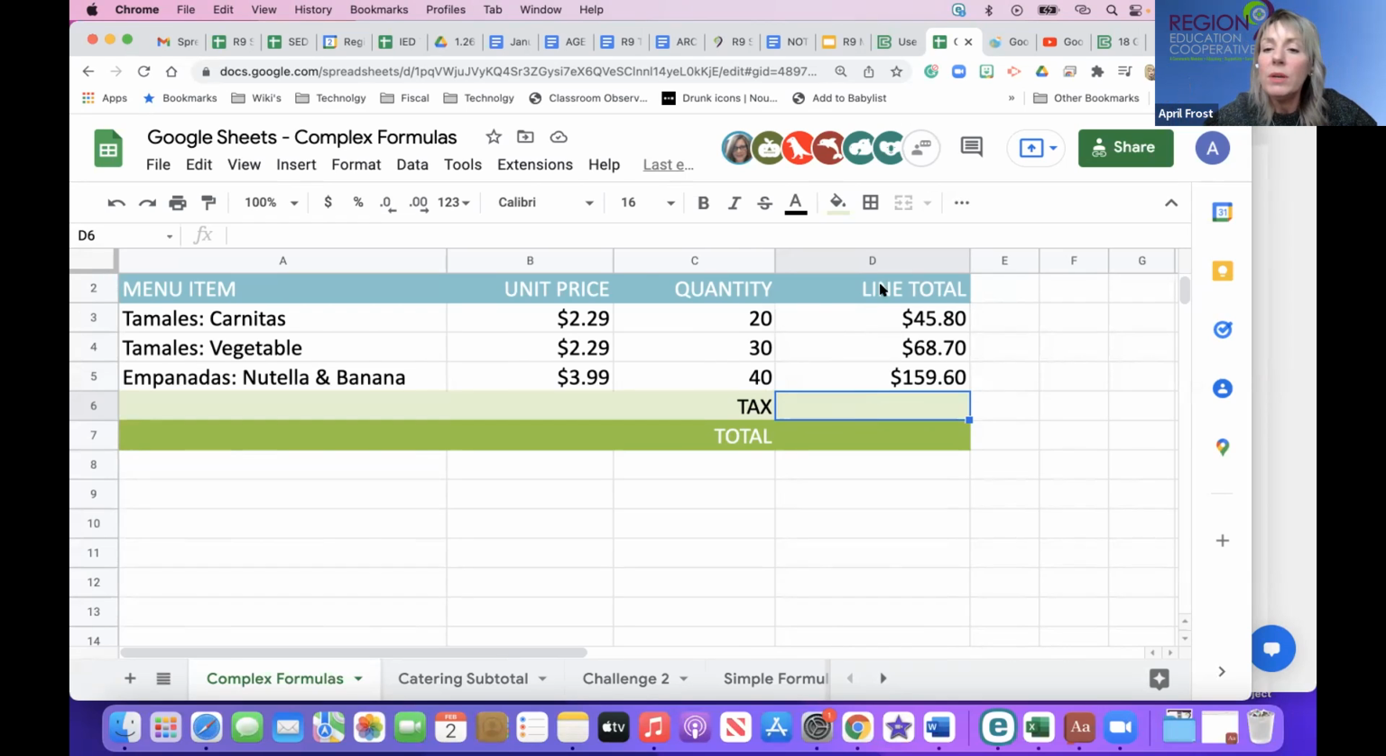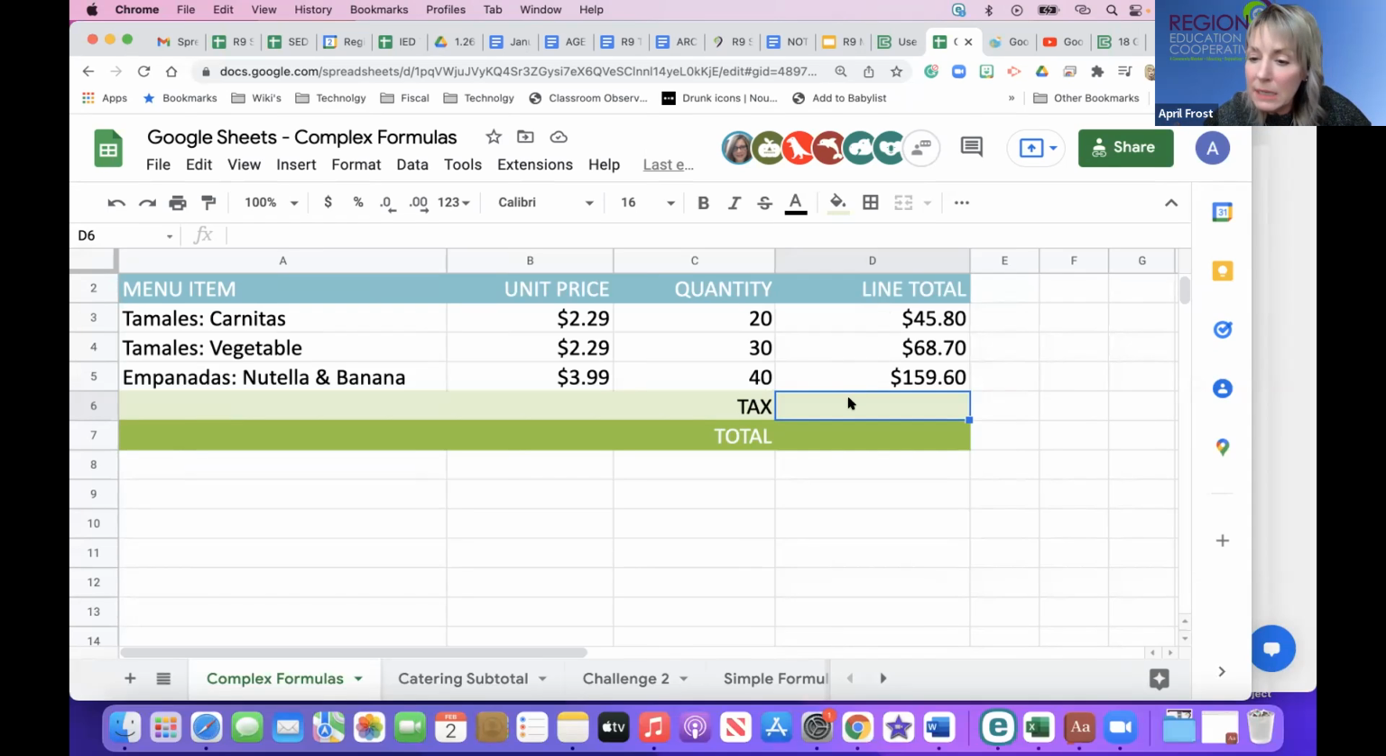Okay, so what I want to do, I already have my line total out. So basically, what I'm doing is taking D3, D4, and D5, and I need to multiply it by my tax percentage, right? Is that how we get taxes? Does that sound correct? Okay, so let's do that.